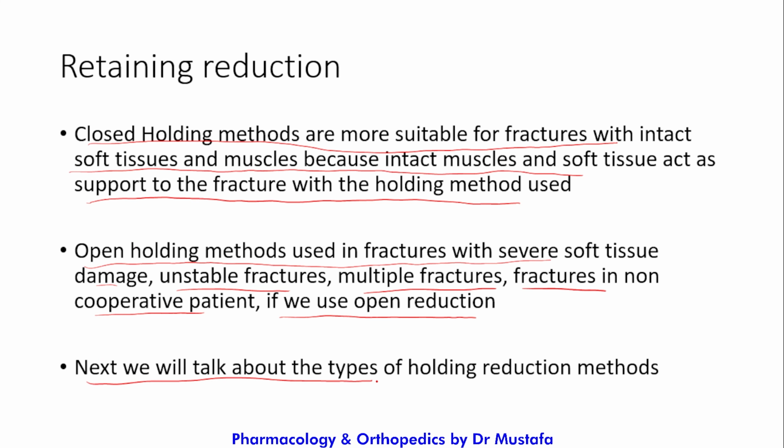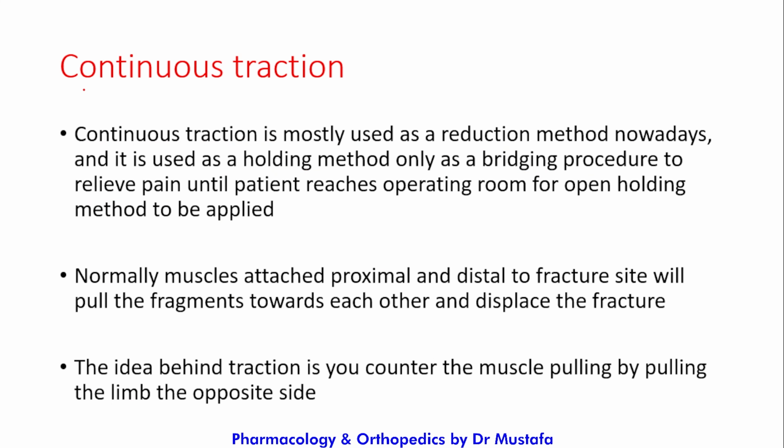Next, we will talk about the types of the holding methods. Let's start by talking about the continuous traction. So continuous traction is mostly used as a reduction method nowadays, as we mentioned in the closed reduction, and it is used as a holding method only as a bridging procedure to relieve pain and reduce the fracture until the patient reaches the operating room for an open holding method to be applied.